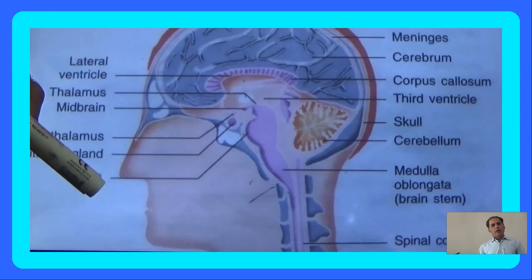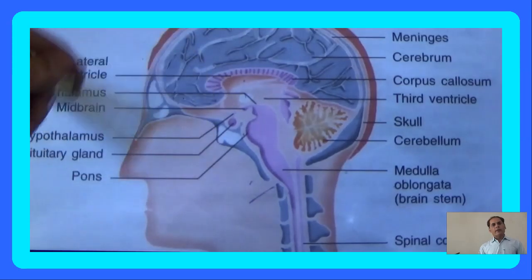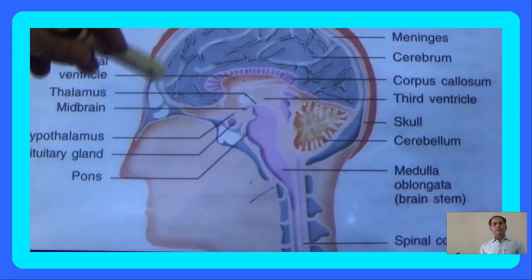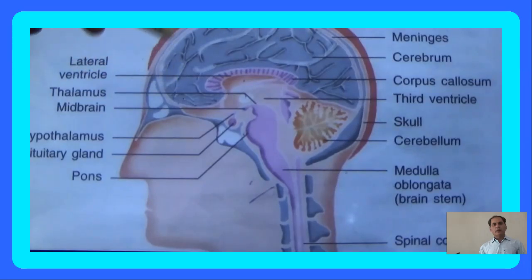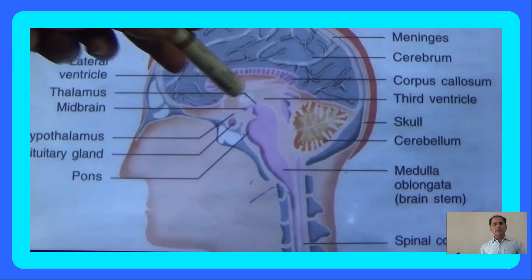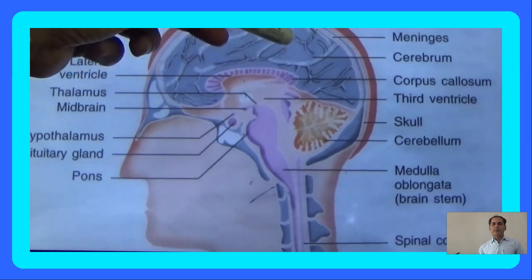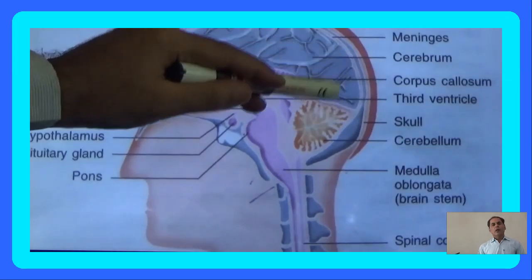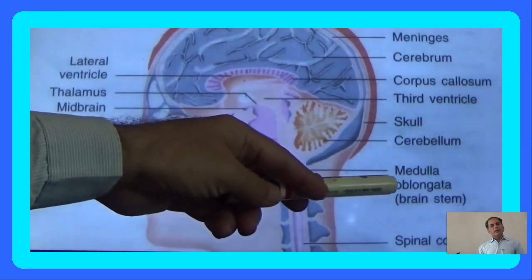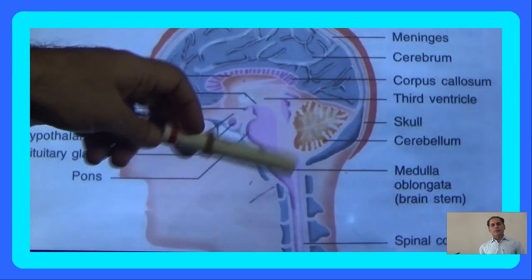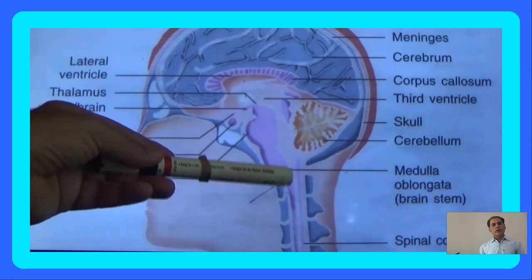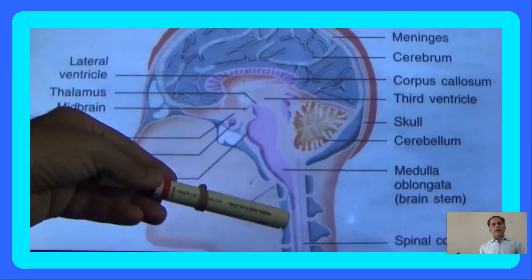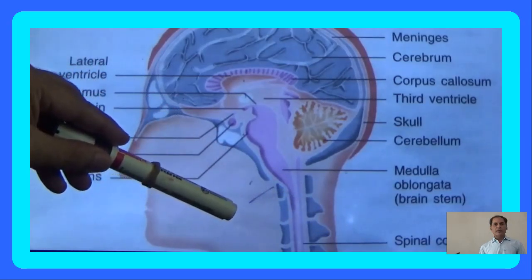Now divisions of the brain. There are three parts of the brain. The front part is called forebrain, and the middle part, which you can see in the diagram, is called midbrain, and the last part is called hindbrain. The base of the brain is called medulla oblongata. This is the brain stem and it leads into the long extension that is called spinal cord.